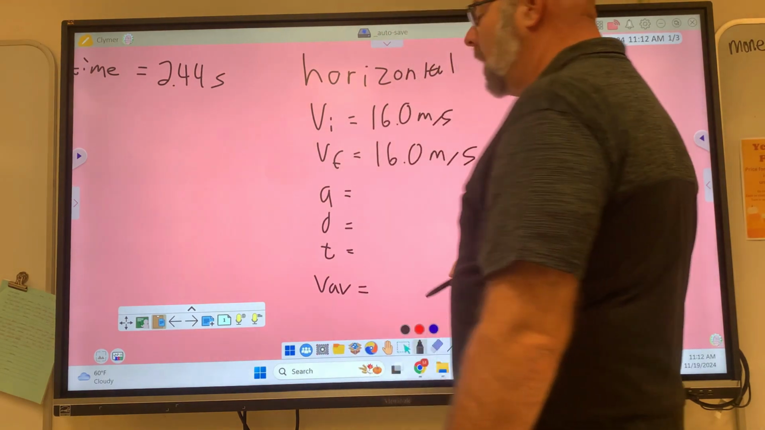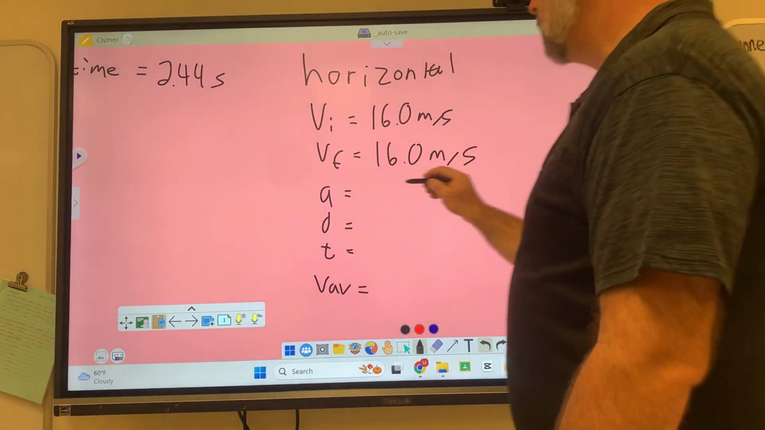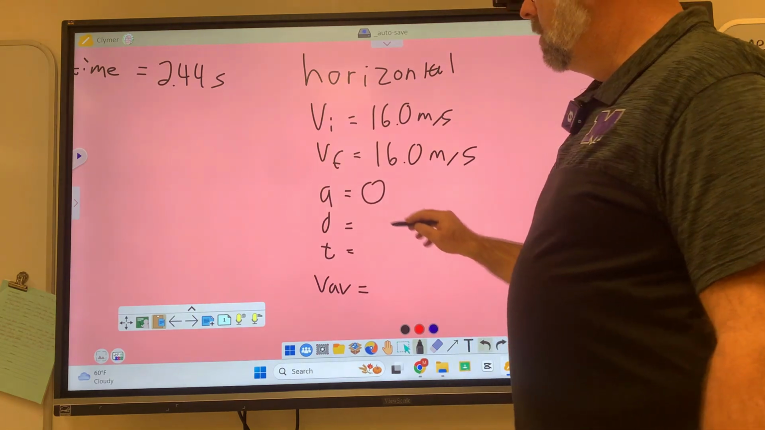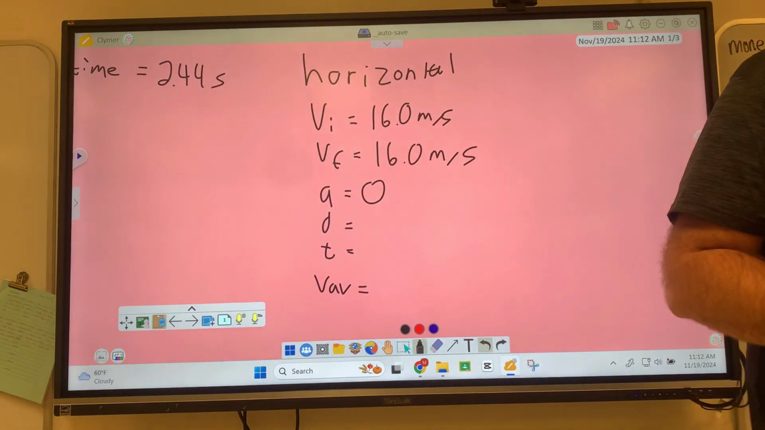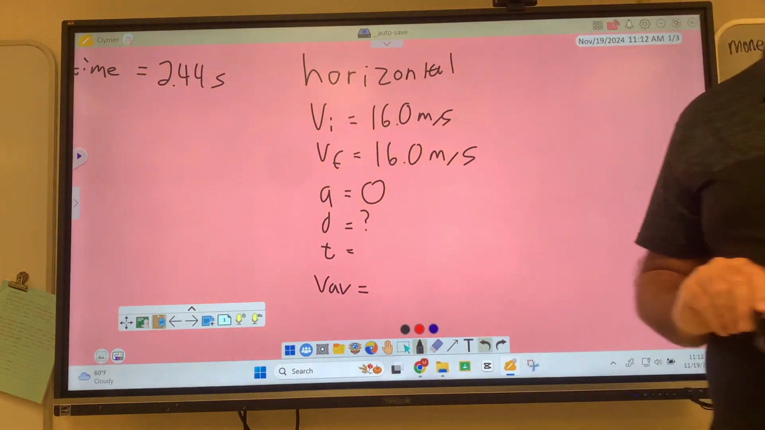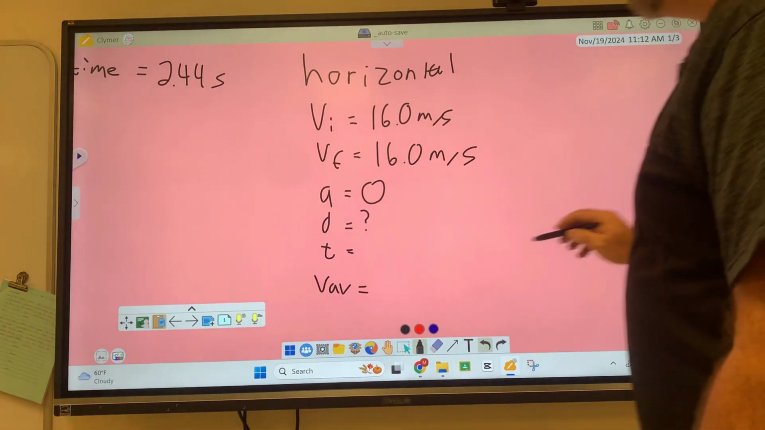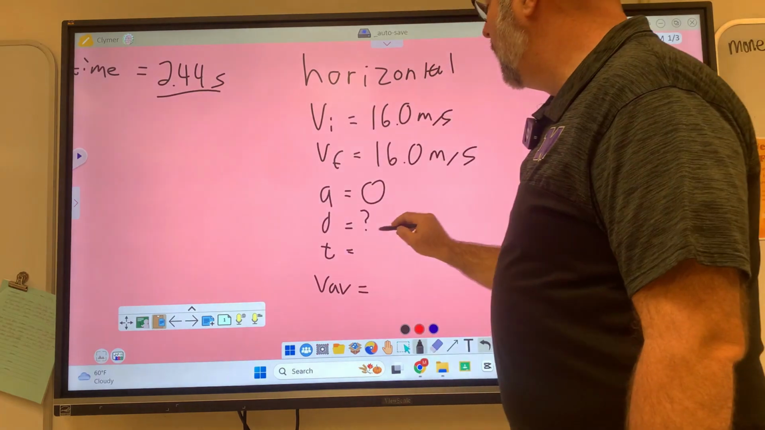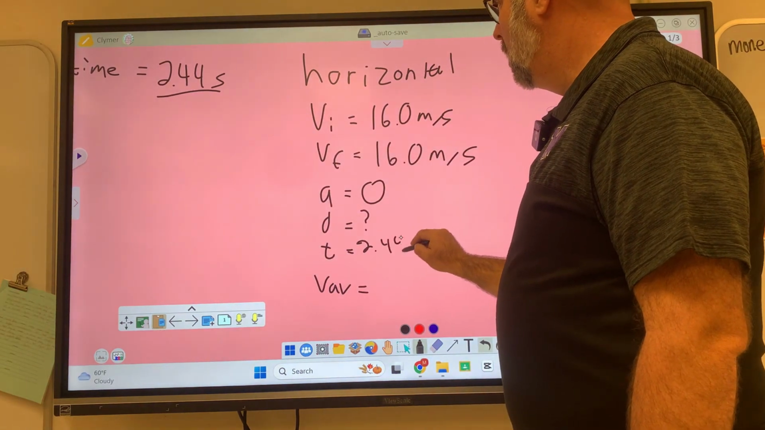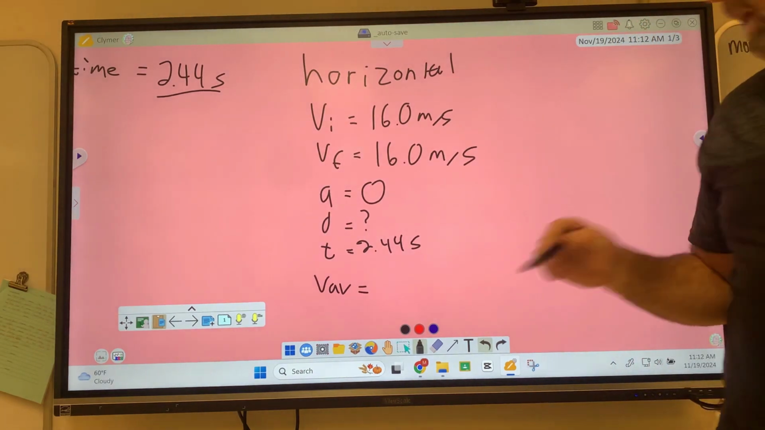What's our acceleration? Horizontal acceleration is 0, it doesn't change. What's our distance? That's what we don't know. That's what we're solving for. What's our time in the horizontal direction? 2.44. That's what we just solved for a second ago, still hiding up here. And lastly, what's our average velocity? 16, it's the same.